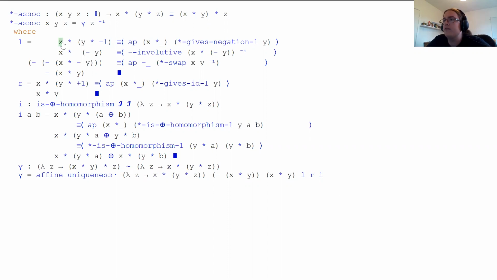So on the left, we have to show that x times (y times -1) is the same as (-x) times y. And this is done by, first we apply the fact that y times -1 is -y.